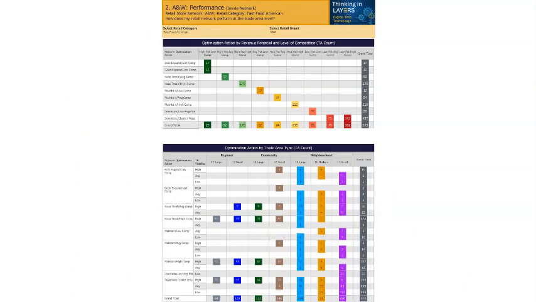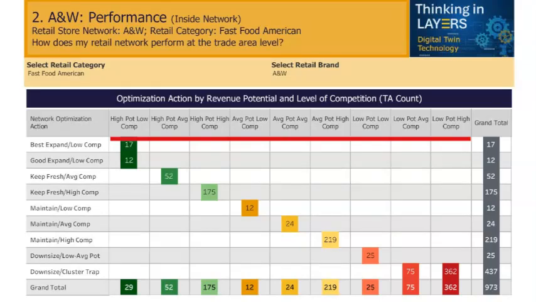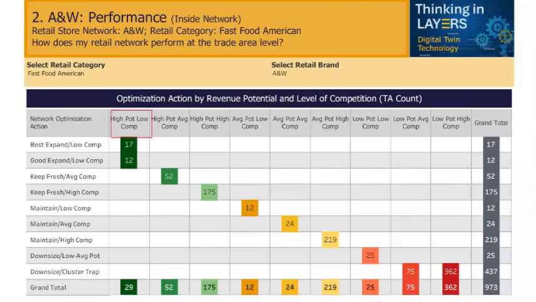Figure 2 is a retail performance summary of the A&W network. The top table is a summary of trade area supply and demand conditions along the top row, which in turn creates specific network optimization actions on the left column. For example, high potential, low competition refers to trade areas in the top 1/3 for revenue potential and the bottom 1/3 for competition. These trade areas typically create the best opportunities for expansion and are further divided into the best sites with the highest revenue and good sites with slightly lower revenue.